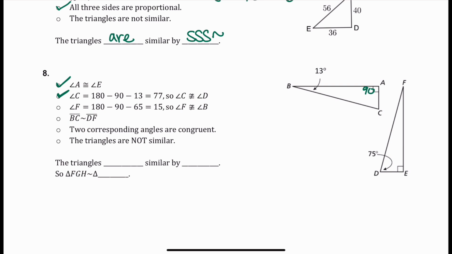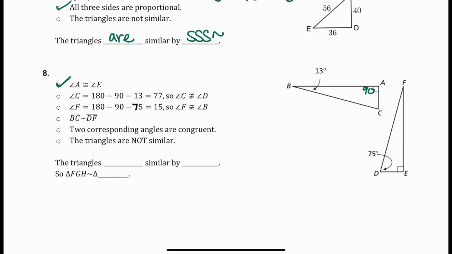Angle F, we have 180 degrees for this triangle, and I minus 90 and minus 75. If I minus 90 and minus 75, I get 15 degrees.